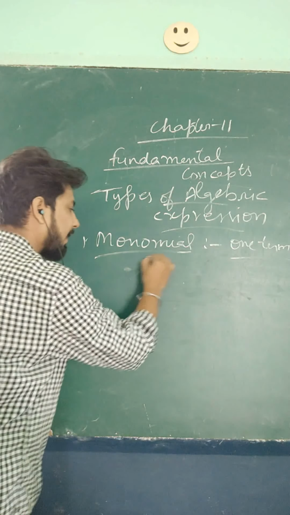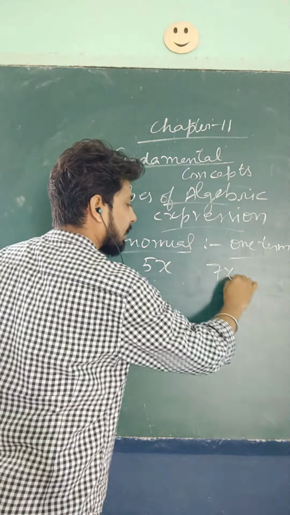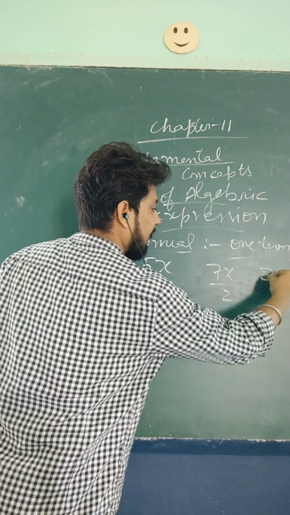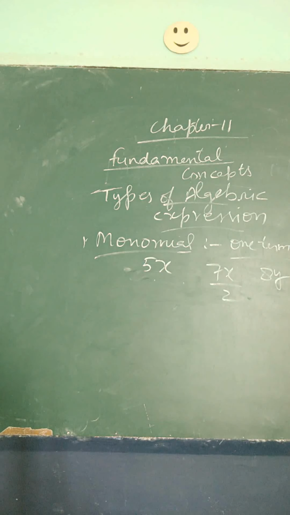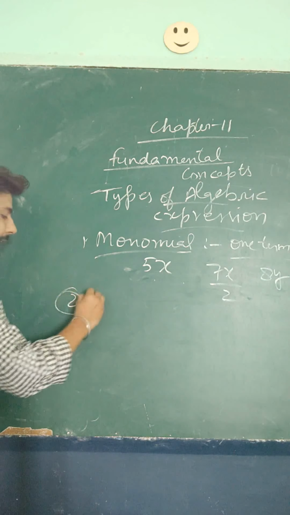Suppose 5x, 7x upon 2, 8y. These are called monomials because each has only one term. So all the algebraic expressions that have only one term are called monomials. Second, binomial.